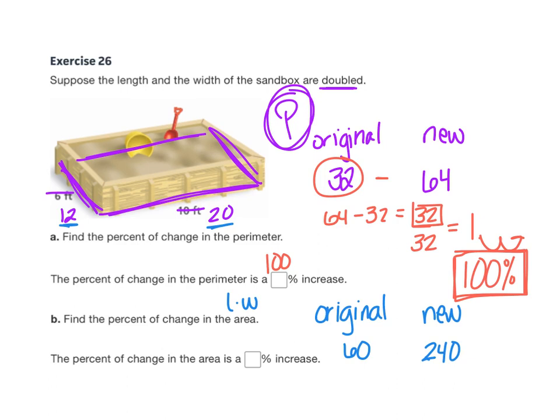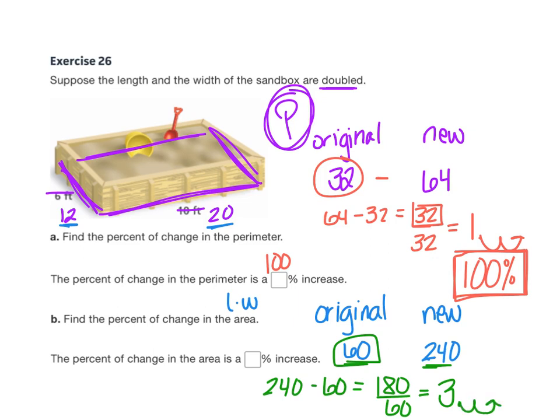So to find the percent of change, we do the same thing. We're going to subtract these two. 240 minus 60 is 180. Put it over the original. So 180 and the original would have been 60. So 180 over 60. And then we're going to turn that into a decimal, and that is 3. And then we're going to convert that into a percent by moving the decimal over twice, and that's going to give us 300%. So this is 300% increase from using the area instead of using the perimeter.